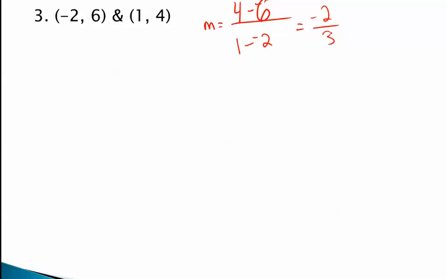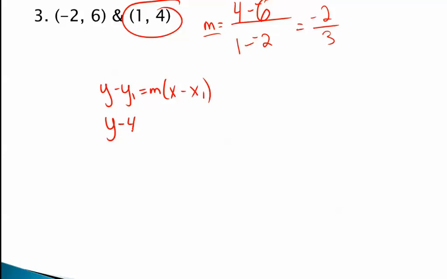And then we can pick a point. And since we have a slope and a point, we'll use point slope. It doesn't matter which point you use, as long as you are consistent. You can't take an x from one point and a y from another. Let's take 1, 4. So it's going to be y minus 4 equals negative 2/3 times x minus 1.